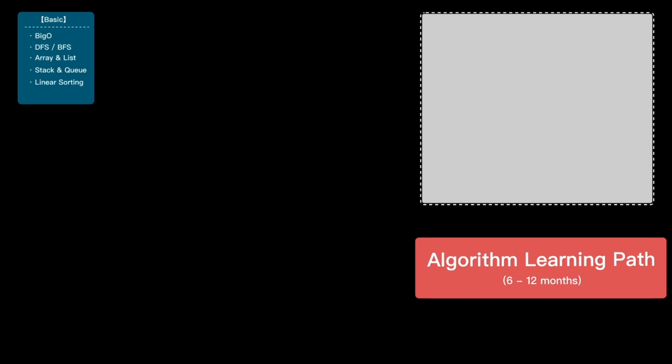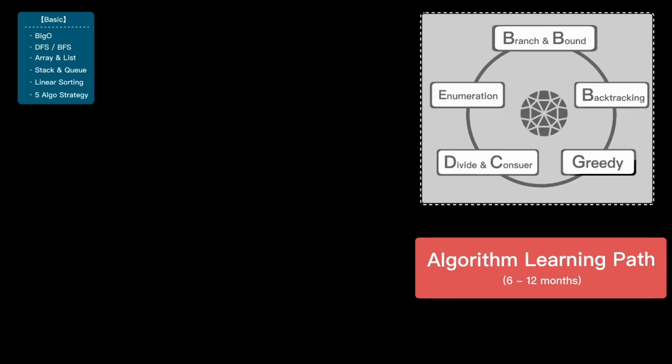So I would recommend we learn about the 5 big algorithm strategies. As you see on the right, it includes branch and bound, backtracking, greedy, divide and conquer, and enumeration. These 5 algorithm strategies are a good way for you to understand how algorithms help you to find a target more efficiently. And different strategies serve different use cases. So here will be the first step, understanding the basics of algorithms. Once you nail the basics chapter, we can move on to the next one.